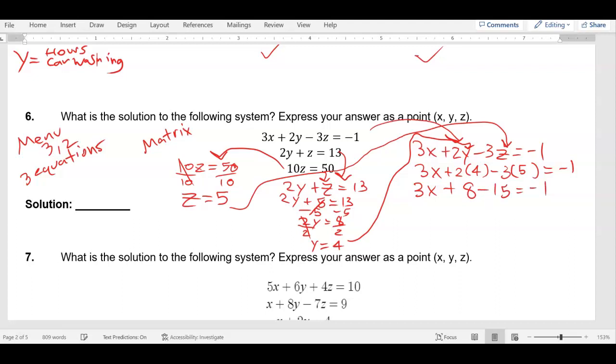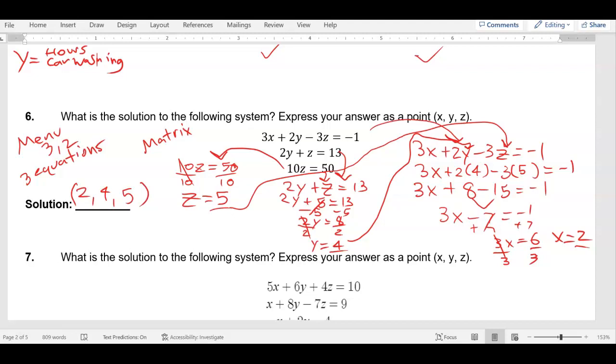Equals negative 1. We combine like terms. 8 minus 15 is negative 7. So it would really just be 3x minus 7 equals negative 1. Plus 7 gives me 6. Divide by 3, and I get x equals 2. So if I have x, y, and z, I have to put it in that order: x, y, and z. So that's 2, 4, and 5.